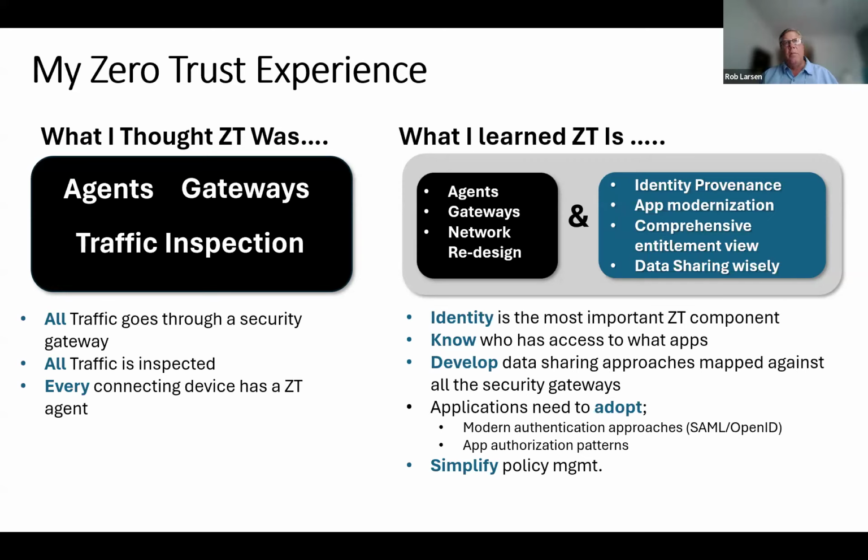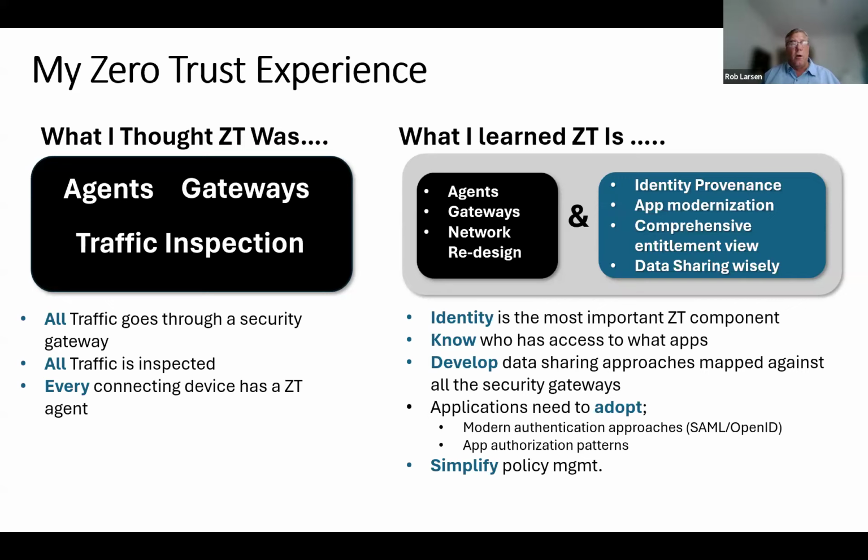And you have to be able to share data wisely, which means you get to tune how you share data and the types of data classifications you share with whom. So that's what I learned. On the left-hand side, it sounds very easy. That's what a lot of zero trust companies are going to sell you. Hey, it's super simple. Just deploy the agents, deploy the gateway, and inspect the traffic. But there's more to it than that.